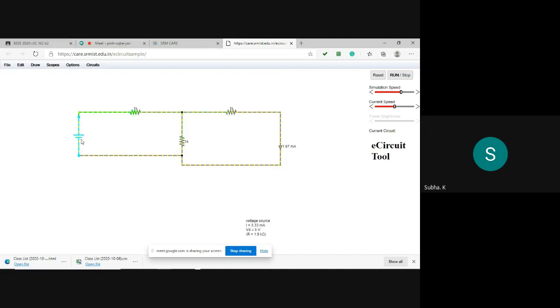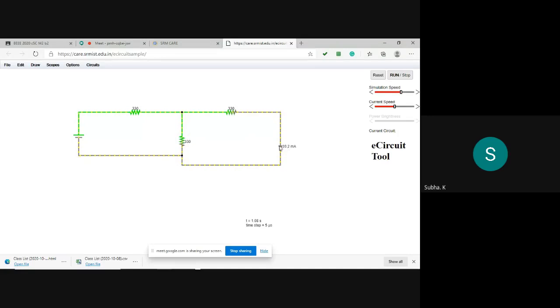So again I will set it up to 20 volt here. Whatever values you are using in simulation, for those values only you have to do the manual calculation. Don't do it for other values. 330. So now I have changed the values.